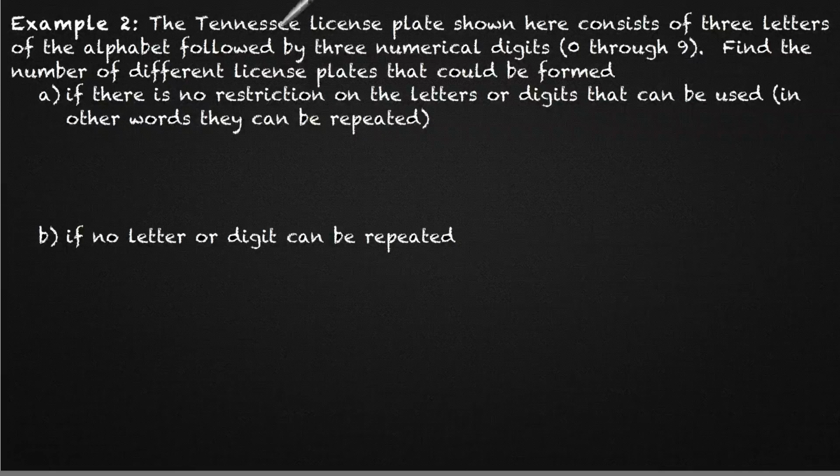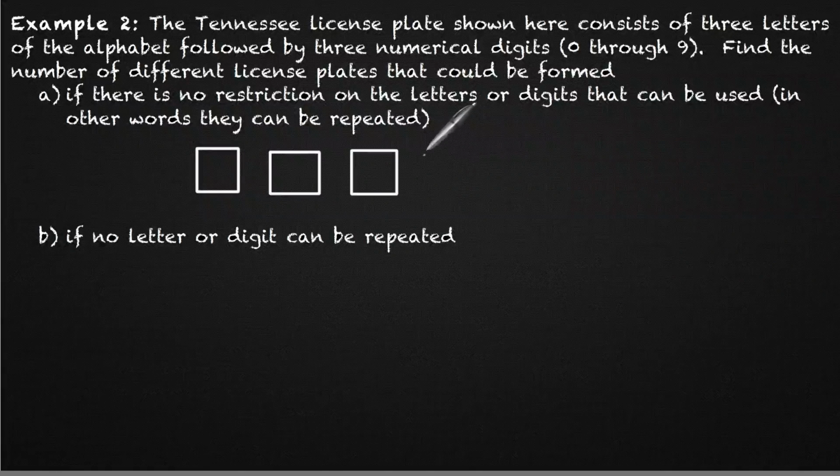All right, in this second example, we see that there's a Tennessee license plate, and the license plate consists of 3 letters of the alphabet followed by 3 digits, 0 through 9. Find the number of different license plates that could be formed if, scenario 1, there's no restriction on the letters or digits that can be used. In other words, you can repeat them. So let's go ahead and draw 6 boxes: 1, 2, 3, 4, 5, and 6.